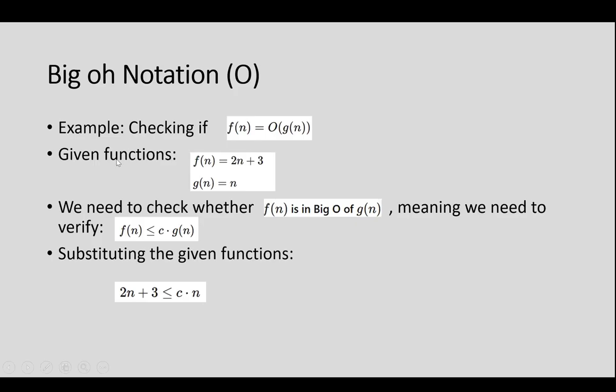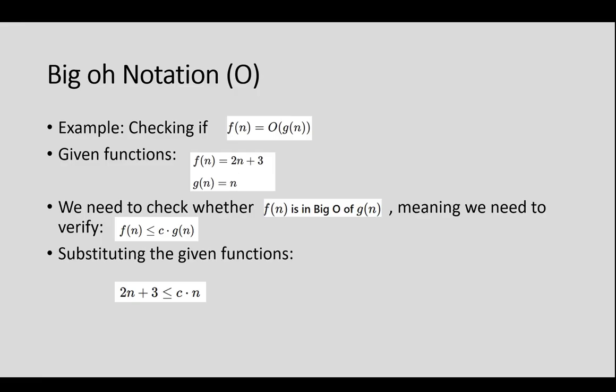So we are taking two functions. We know that f of n is there and we have g of n. So one function value we take for f of n and one function value for g of n. Now in g of n, I have only n, which is nothing but the number of inputs. 1 into n I can consider. There is no constant. So we need to check whether f of n is in big O of g of n, meaning we need to verify.